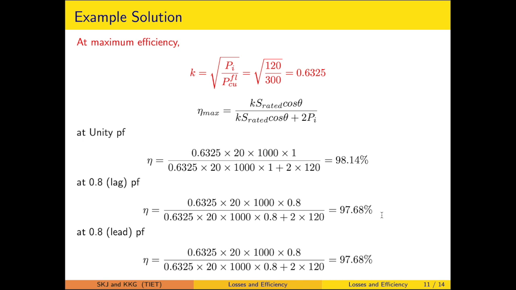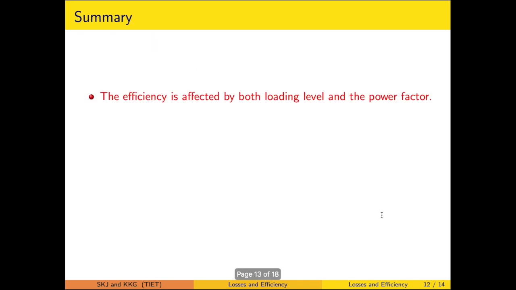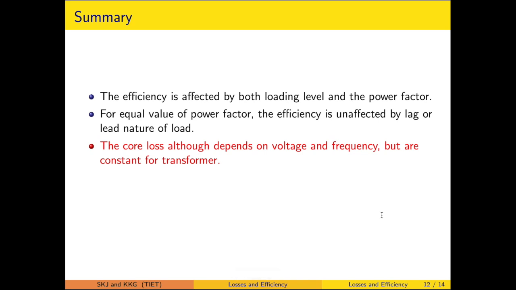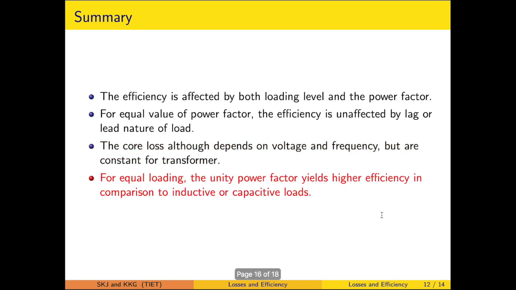Likewise. So with this, we can have a summary that the efficiency is affected by both loading level and the power factor. For equal values of the power factor, the efficiency is unaffected by the lag or lead nature of the load. The core loss, although it depends on the voltage and frequency in general, is constant because the frequency and voltage level are not changing for the transformer. For equal loading, the unity power factor yields higher efficiency in comparison to the corresponding inductive or capacitive load. So the load level is basically the current level, likewise.